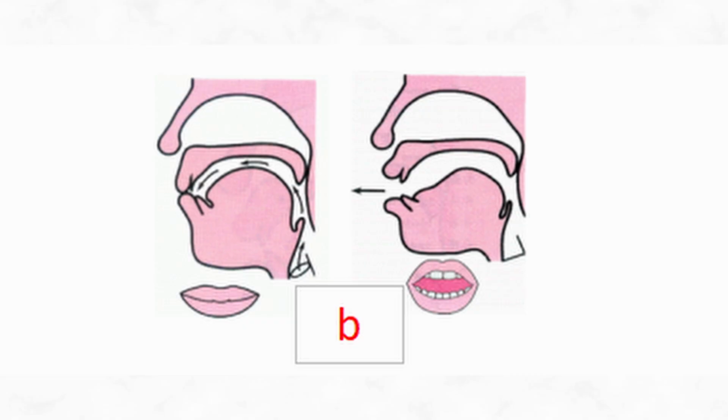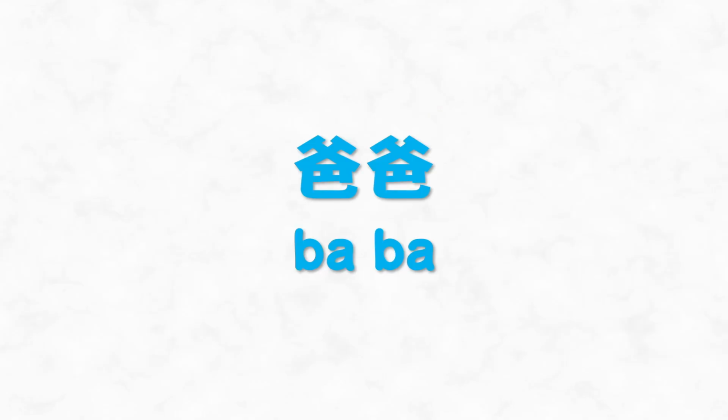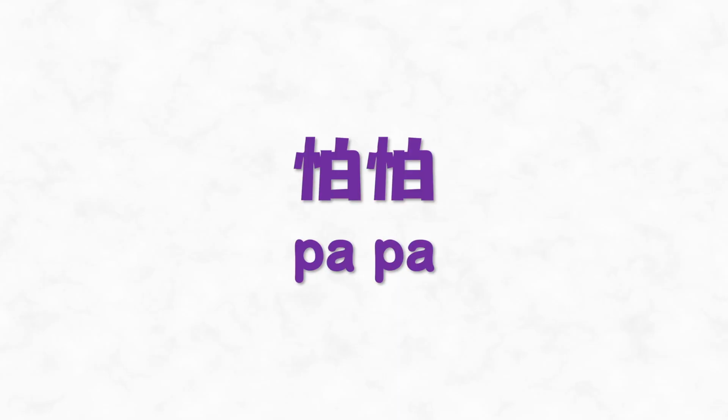Now you could say the word for father in Cantonese. Ba, ba. And here's a similar word for contrast using the letter P instead. Pa, pa, which means afraid.